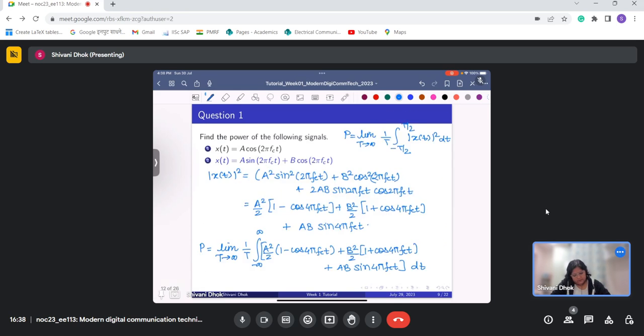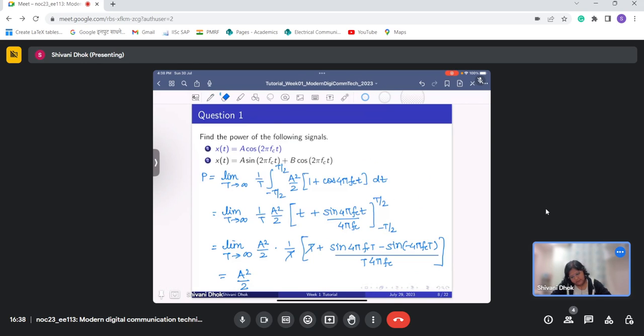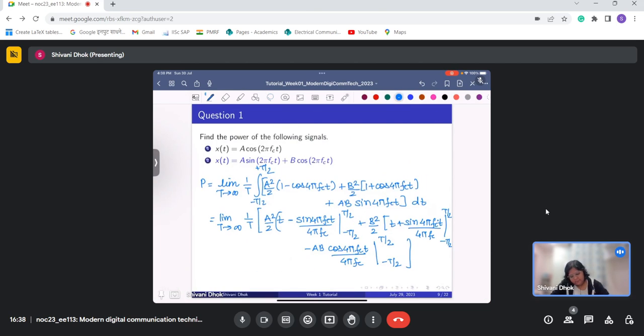Now as we did here, we observe that wherever there is no t in the numerator, all those terms will go to 0. So what we have as the resultant is this term here and this term here will only persist, rest all will go to 0. So what we have is a square by 2 plus b square by 2 is the power that we are having.